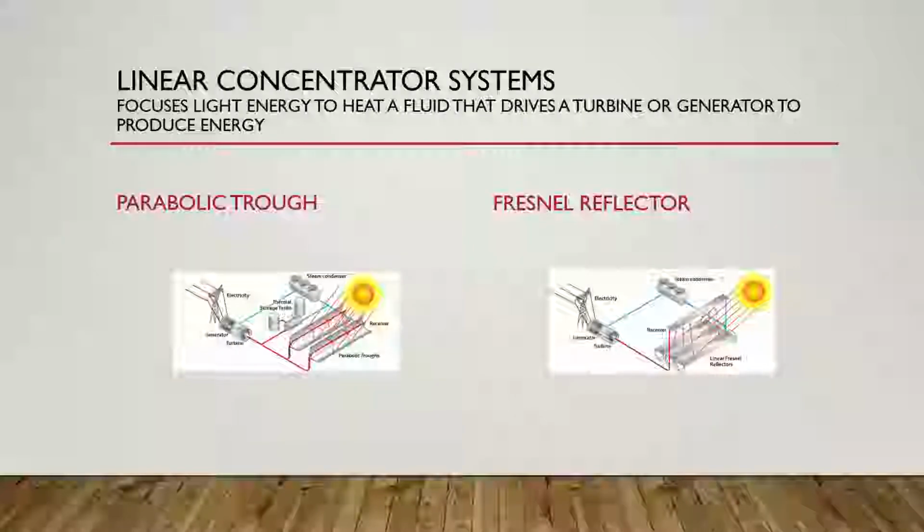Linear concentrator systems focus light energy to heat a fluid that drives a turbine or generator to produce energy. The parabolic trough and the Fresnel reflector use their mirrors to reflect light to focus it on a tube filled with the fluid that powers the generator.